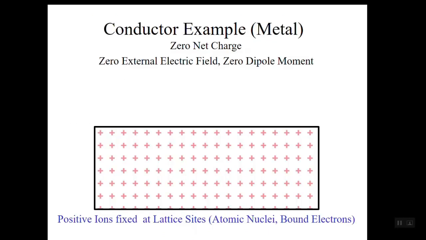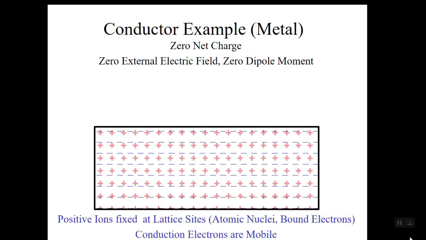Let's now look at another example of a conductor, a piece of metal. We can think of a typical metal, say copper, consisting of positive ions located at fixed lattice sites and a sea of conduction electrons. Let's assume the metal is uncharged and initially there is no external electric field and no permanent dipole moment. So initially the piece of metal is unpolarized.